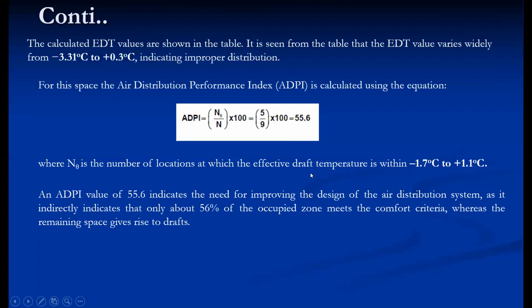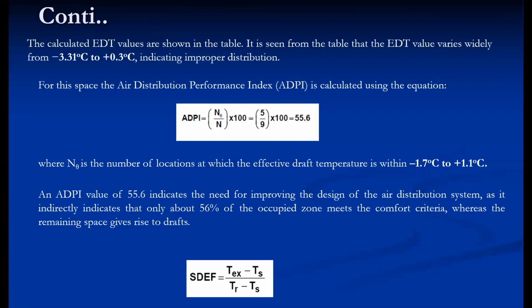whereas the remaining space gives rise to draft. The ADPI value is generally recommended to be close to 100%, but this value is only 55%. So only 55% of the occupied zone meets the comfort criteria. So ADPI-wise, the air distribution system needs to be improved, especially the design.